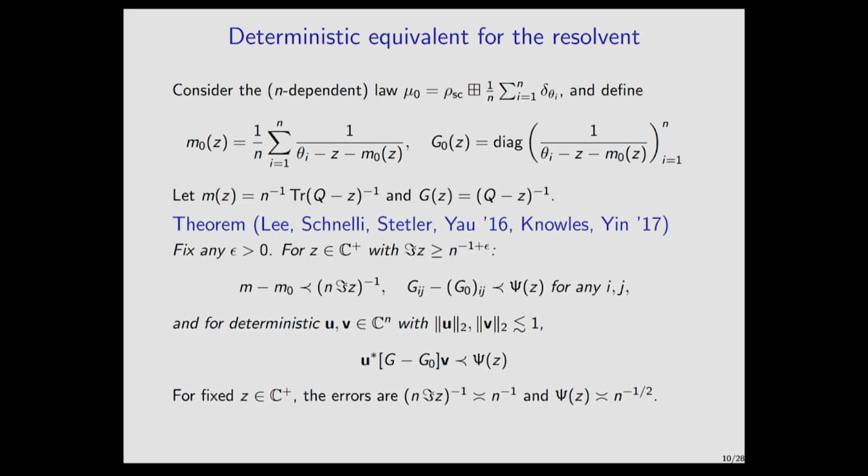And this deformed Wigner model is by now extremely well understood in the random matrix theory literature. So if I denote the actual Stieltjes transform and resolvent of my random matrix Q by M and G, then I'm quoting for you here two results that are on a fully local scale. The first result says that the Stieltjes transform is approximated by the deterministic equivalent up to an error of 1 over n times the imaginary part of z. And the second is that entry-wise, the resolvent is approximated by the deterministic equivalent up to some spectral scale. This is a result that's due to Li, Schnelli, Stettler, and Yale in 2016.